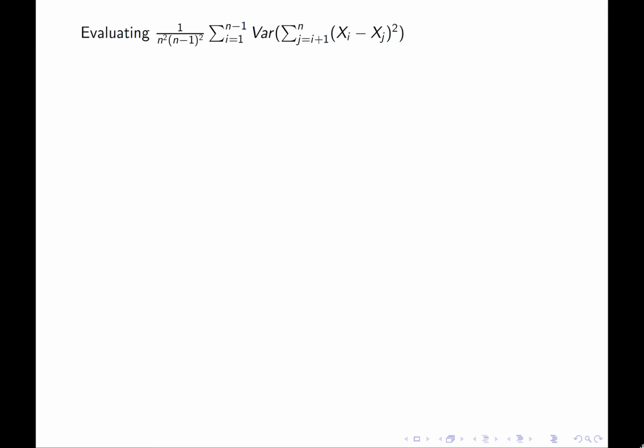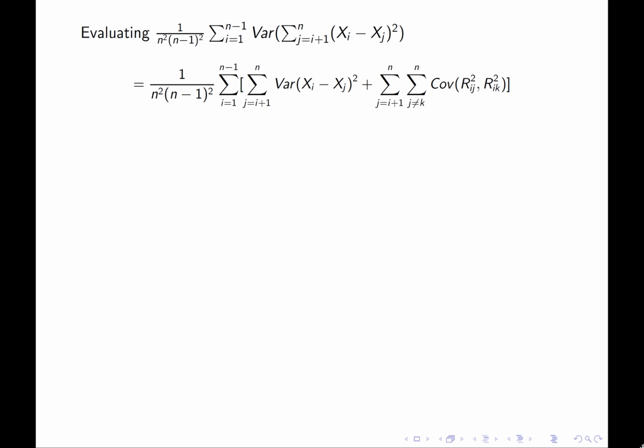Okay, next we're going to be evaluating 1 on n squared, n minus 1 squared. So this section here is basically the first bit. This is going to be equal to 1 on n squared. It's the same sort of idea, right? We have a variance of a sum, so we put the variance inside the sum. We're going to have n minus i plus 1 lots of sums of variances, and then we're going to have this covariance section. So it's a similar sort of idea.